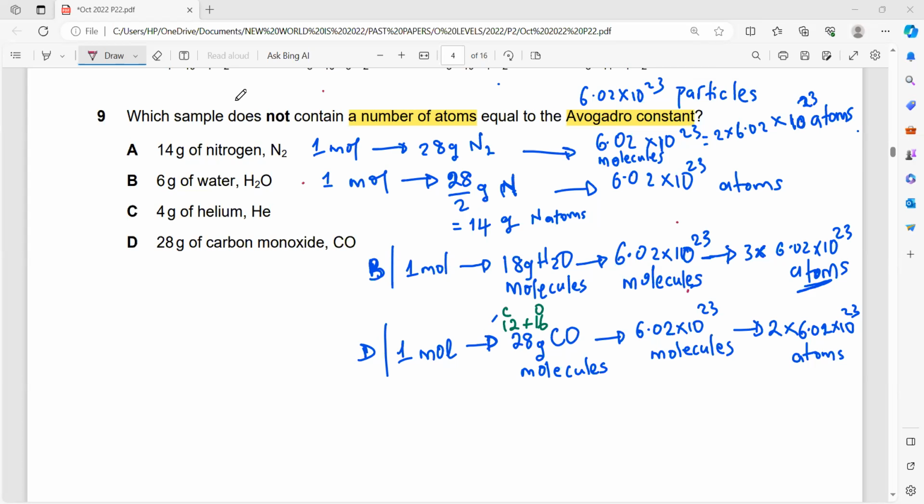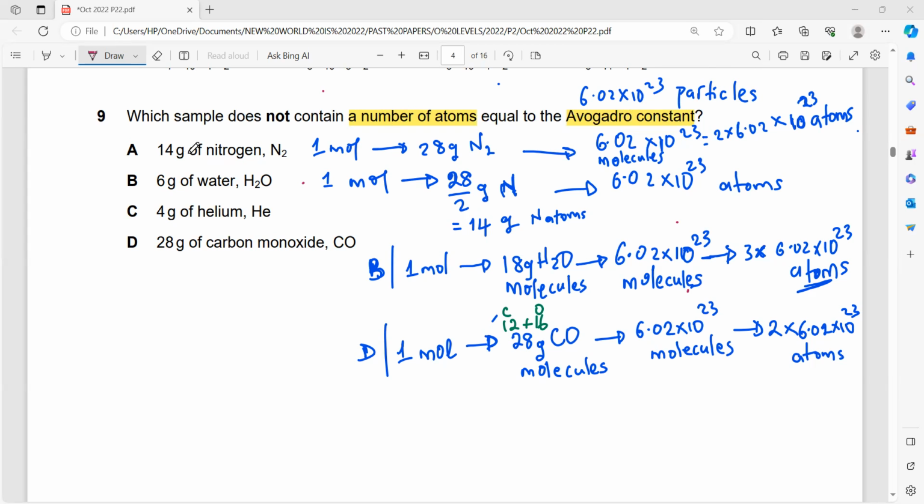We have a mole concept question here from your IGCSE chemistry, November 2022, Paper 2. It's a multiple choice question. It reads: which sample does not contain a number of atoms equal to the Avogadro constant, which is 6.02 times 10 raised to the 23 atoms?